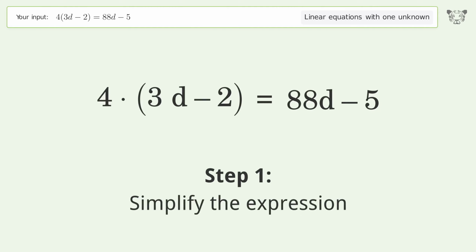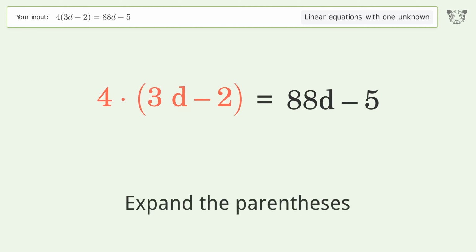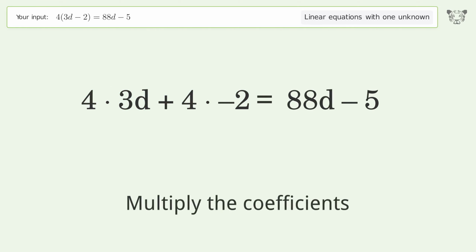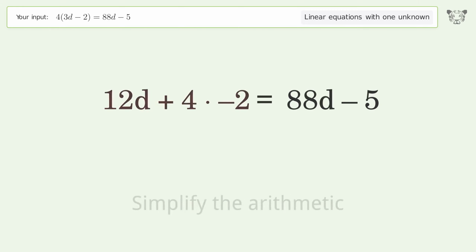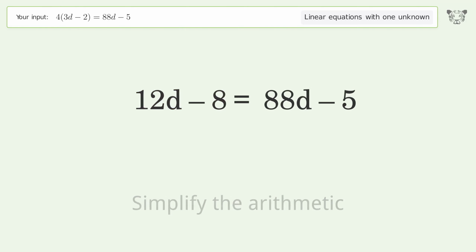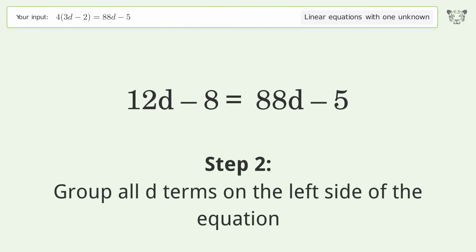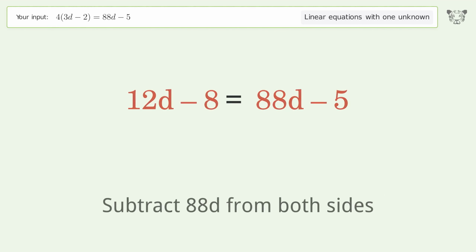Simplify the expression. Expand the parentheses. Multiply the coefficients. Simplify the arithmetic. Group all d terms on the left side of the equation. Subtract 88d from both sides.